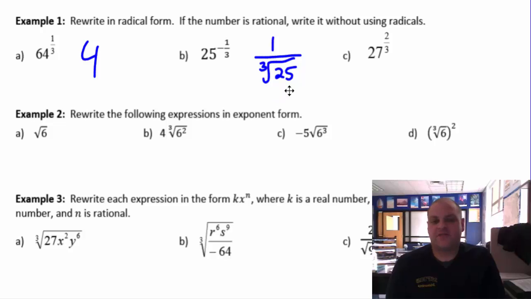And because that's just 5 times 5, you won't find a group of 3. And 27 to the second, and then cubic root.